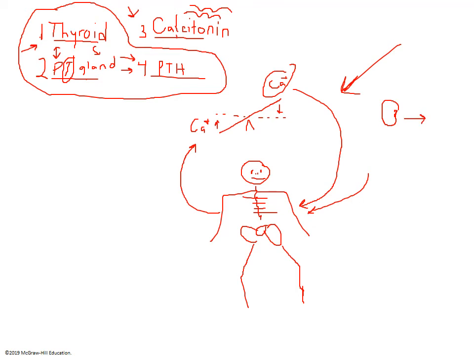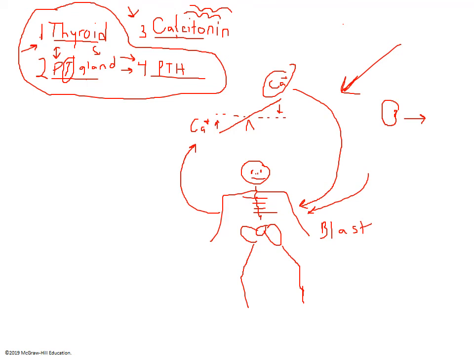All right. Now, to put it another way, the thyroid gland is going to be stimulated when I have high levels of calcium in my bloodstream. It will release calcitonin, which will cause osteoblasts, right, to be activated and build bone.